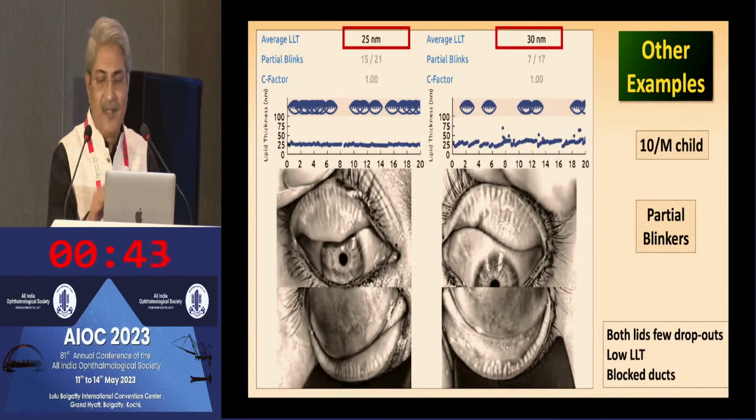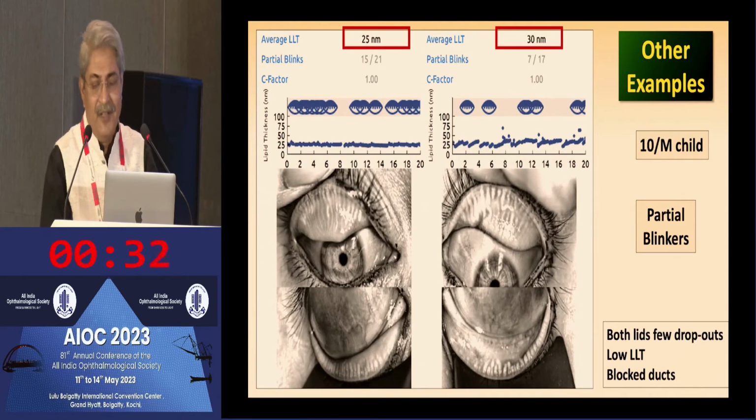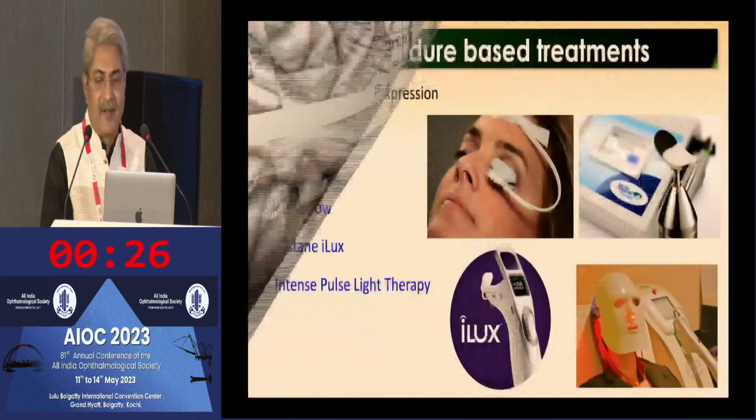Again you see that this is a 10-year-old male child, a partial blinker. You see the blink rate, and the LLT is 25-30. Both lids show very gross dropout areas, and also shortening of the meibomian glands.